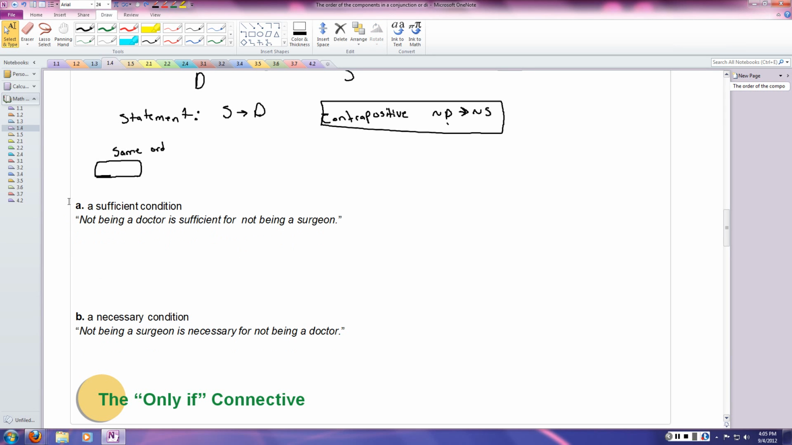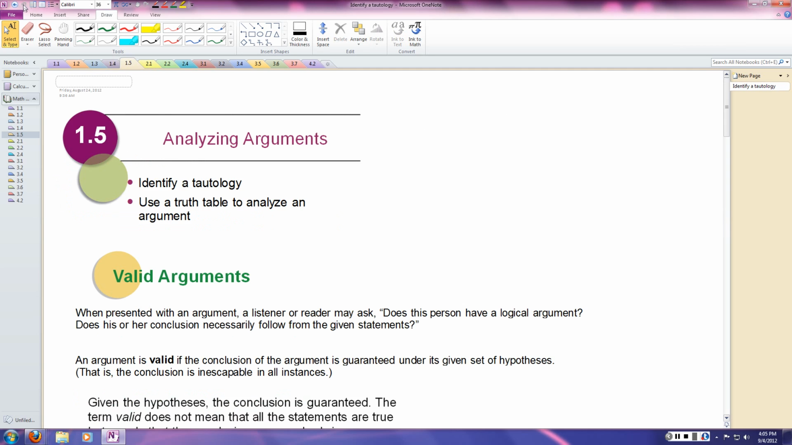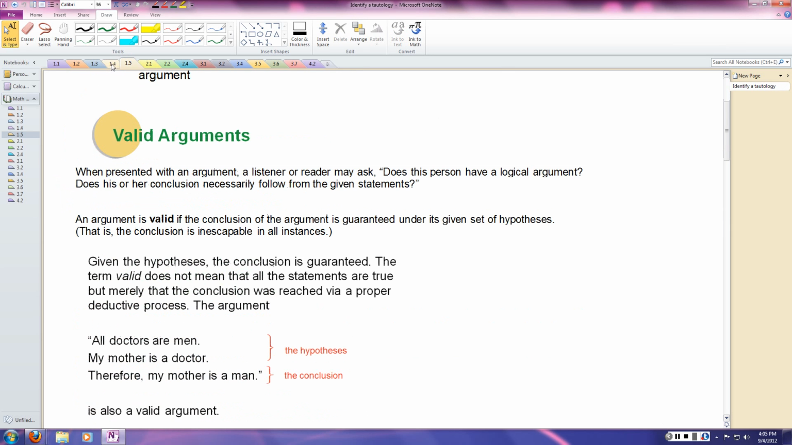Something happened with my pen jump. So, if I can undo this.